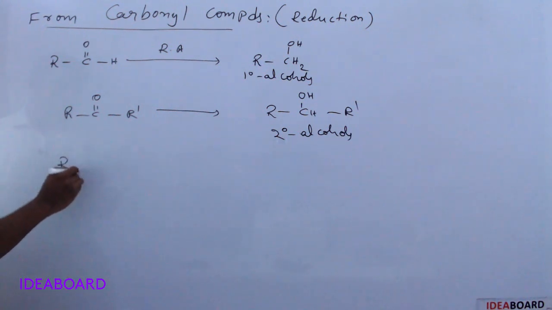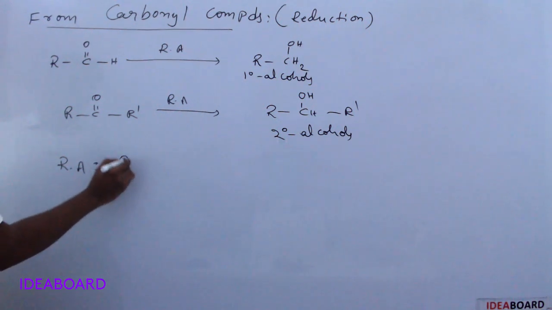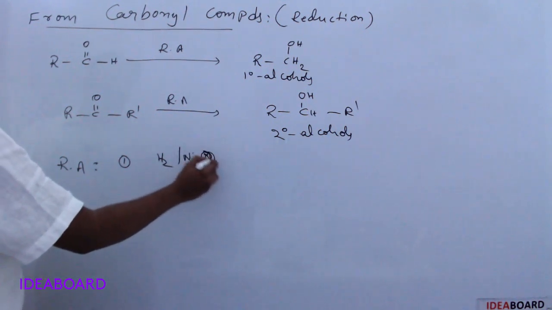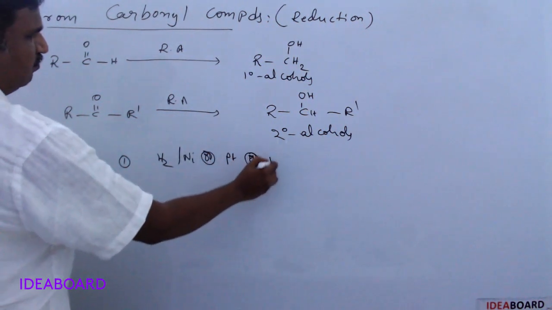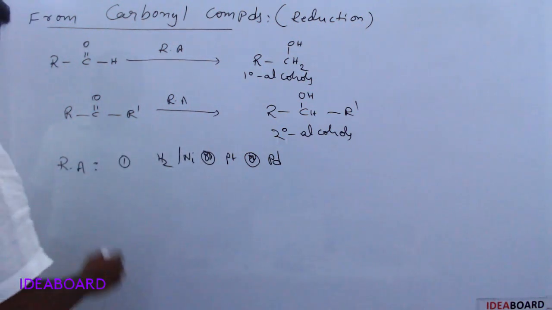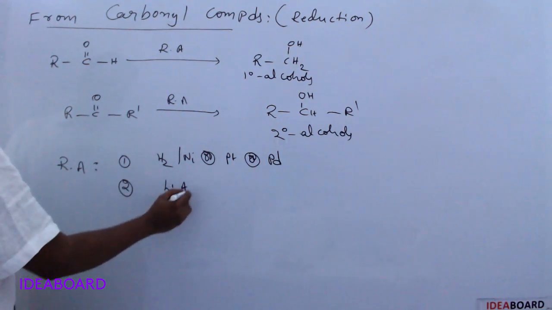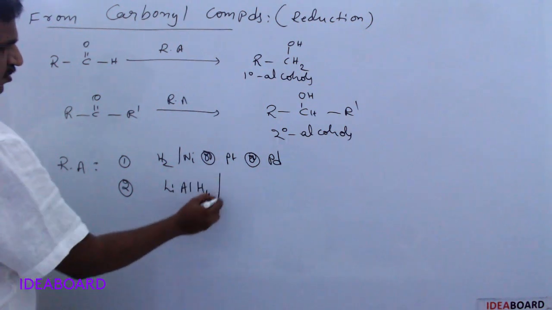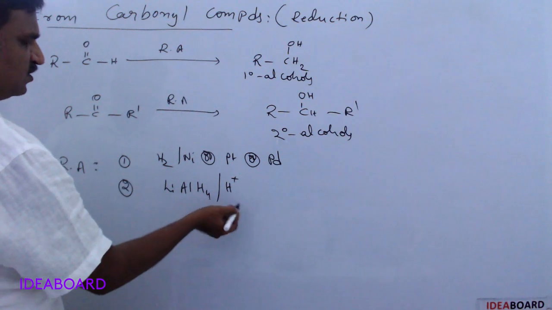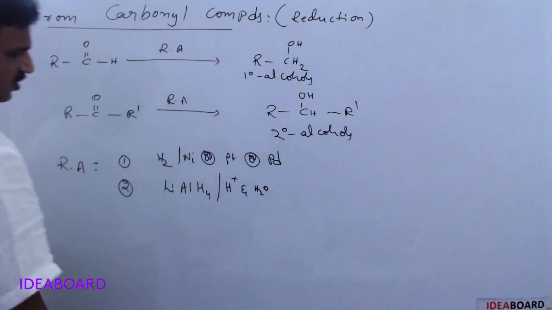And the reducing agents used here: the first and important one is hydrogen in the presence of nickel or platinum or palladium, that is, hydrogen and a metal, the first reagent. The second reagent used is lithium aluminum hydride, followed by H plus, or sometimes they give H plus and H2O also.